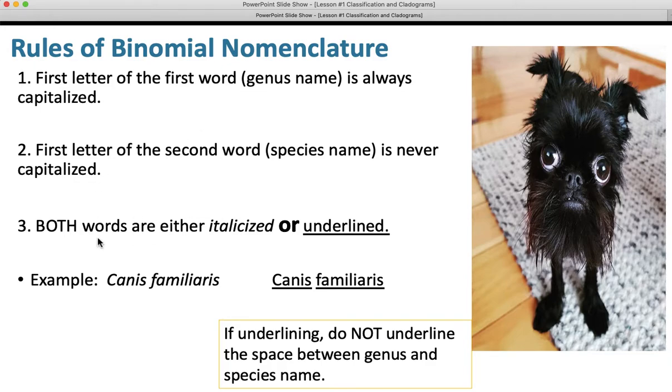Now you have a choice. You can either use italics for both words, or you can underline the whole genus species. So this would be an example of Canis familiaris, right?